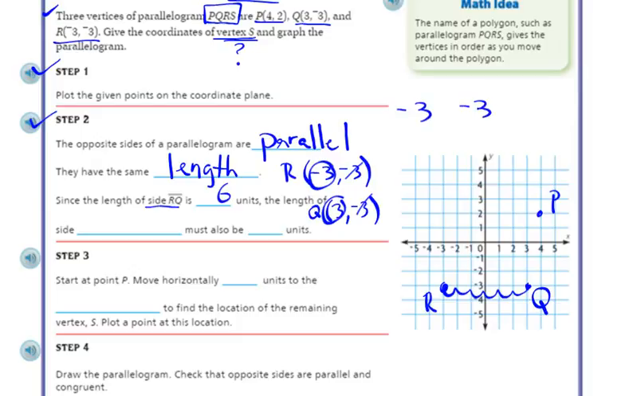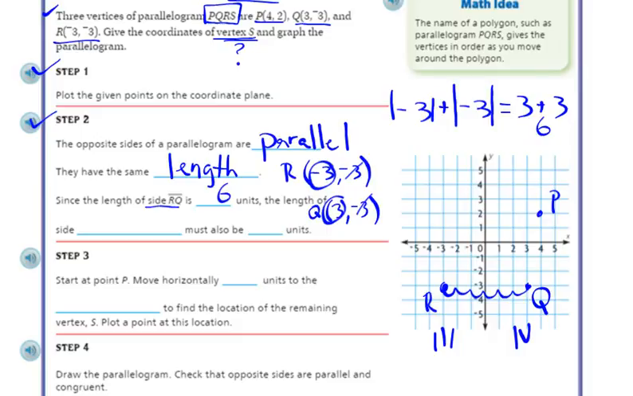They are in different quadrants. If you look down here, R is in quadrant 3 and Q is in quadrant 4. So those are in different quadrants. So we're going to add the absolute values together. The absolute value of negative 3 is 3. Absolute value of 3 is 3. So 3 plus 3 is 6. That's another way to get your 6. Or you can count on the grid.